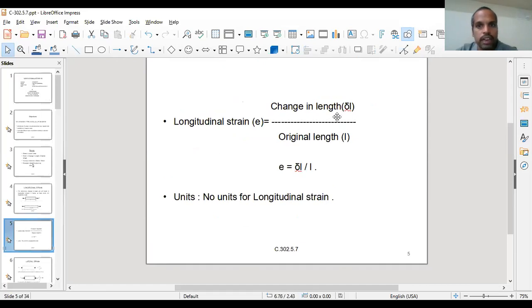Longitudinal strain is equal to change in length by original length, delta L by L. Of course, we have derived the strain definition like this only. But in general terminology, we talk not about change in length but change in dimension. Generally, strain is defined as change in dimension by original dimension. That's the general definition of strain. Longitudinal strain, or linear strain, is about change in length by original length.